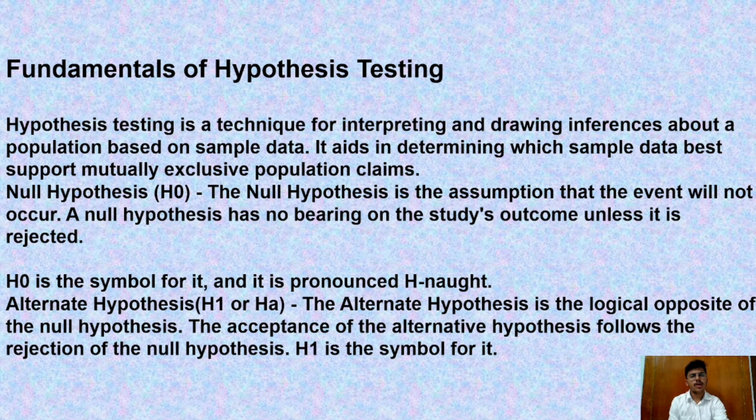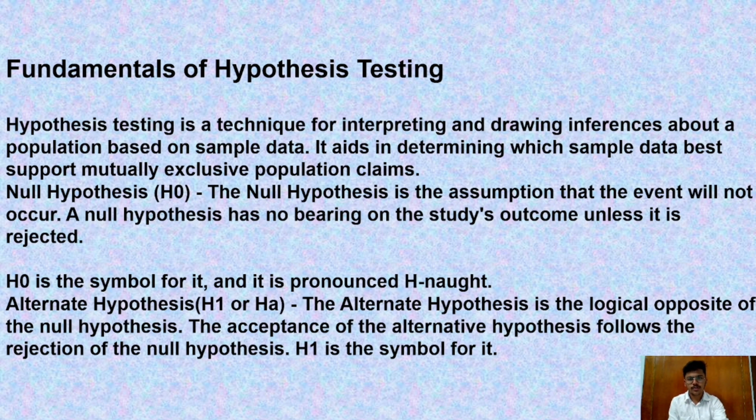So what are the fundamentals of hypothesis testing? Hypothesis testing is a technique for interpreting or drawing inferences about a population based on sample data. So it aids in determining which sample data best supports mutually exclusive population claims. So null hypothesis. The null hypothesis is nothing but the assumption that the event will not occur. A null hypothesis has no bearing on the study's outcome unless it is rejected. H0 is the symbol for it, and it's pronounced as H naught.